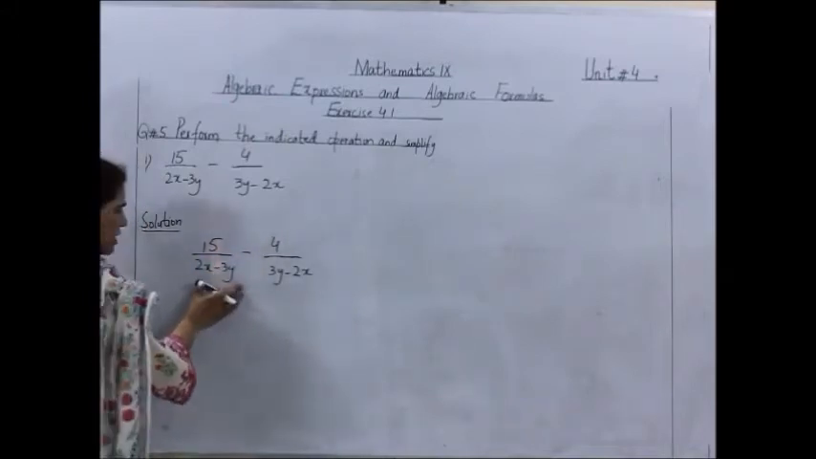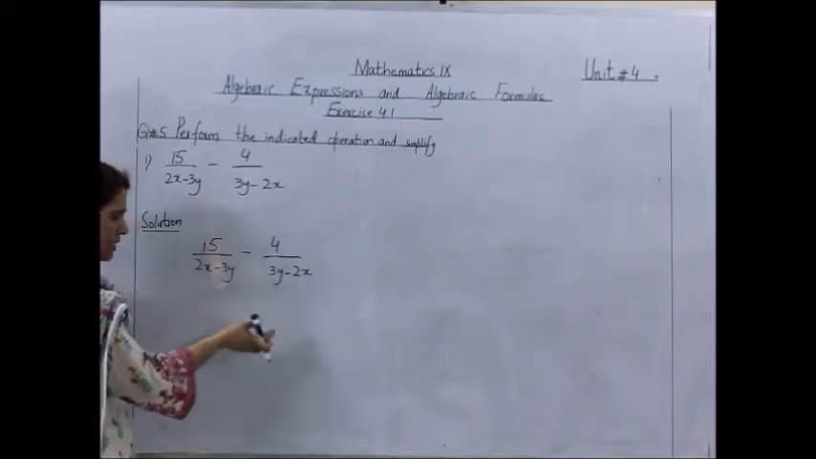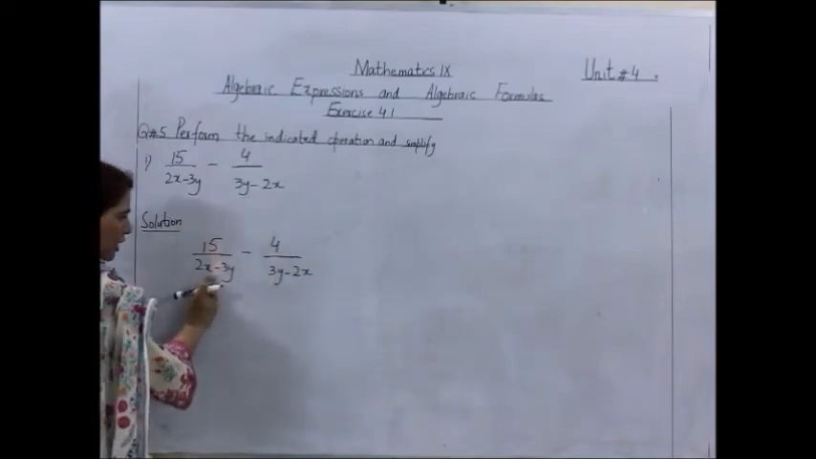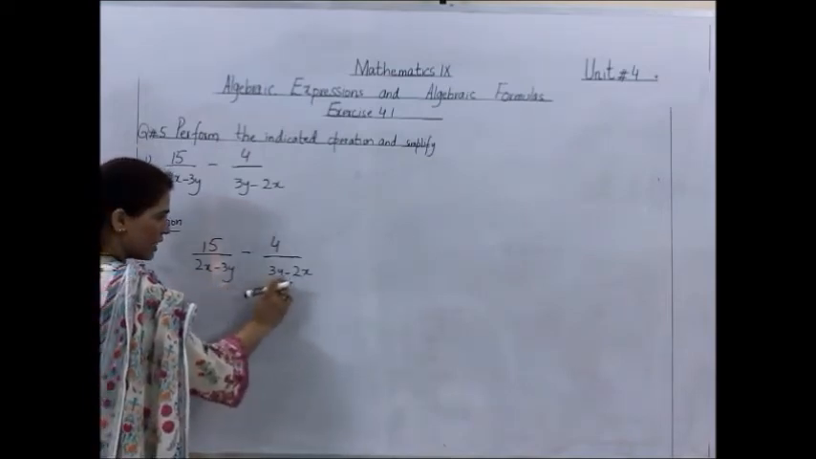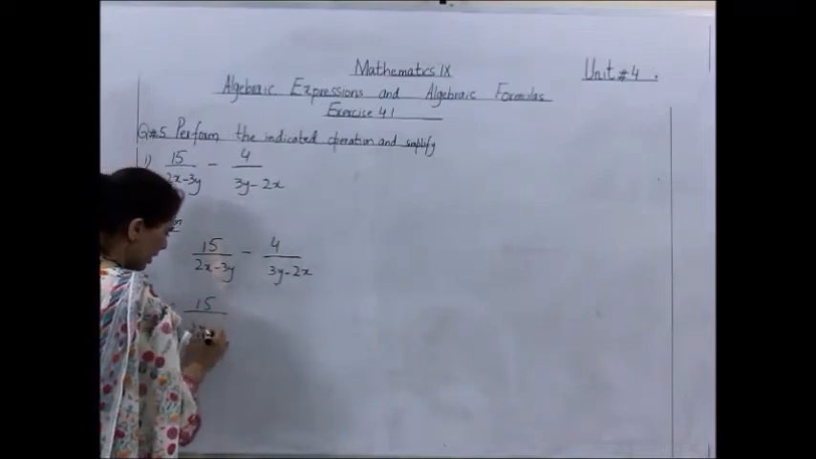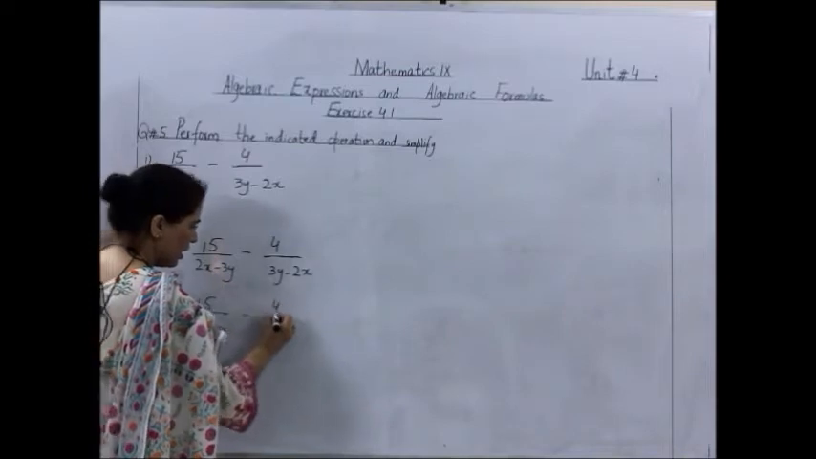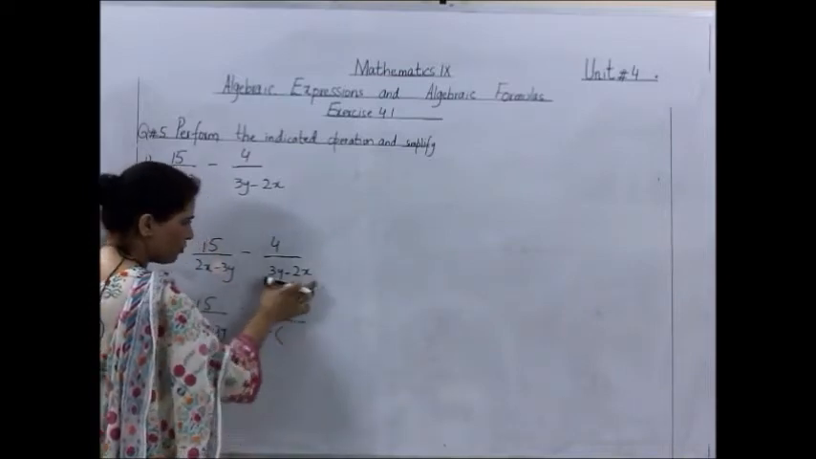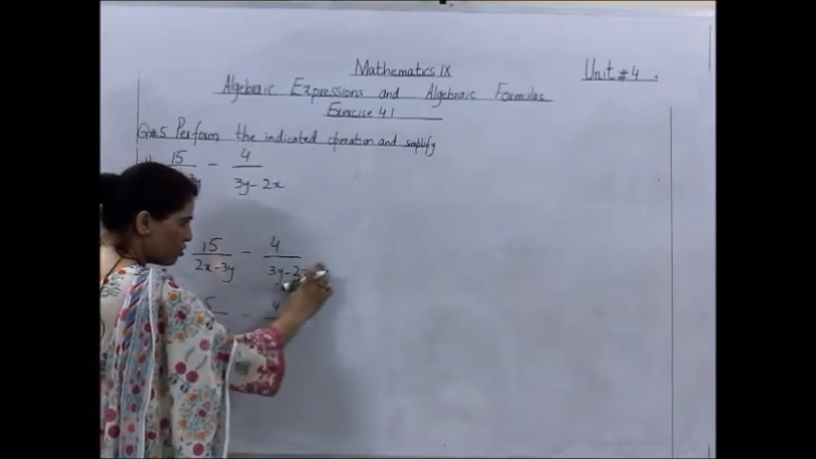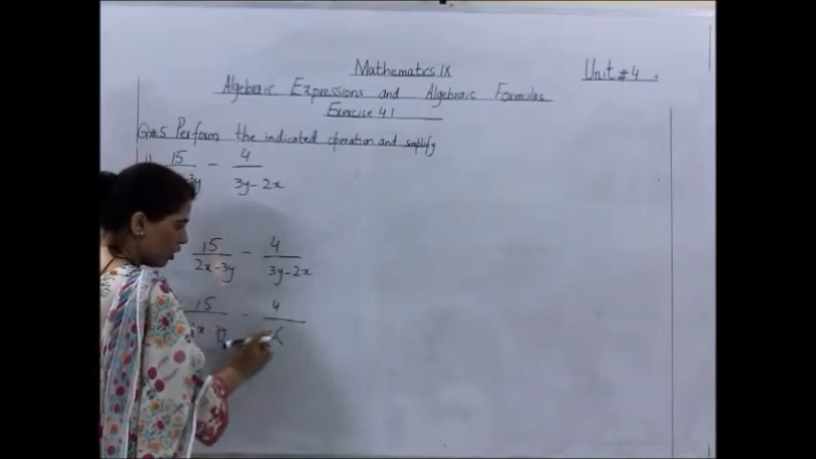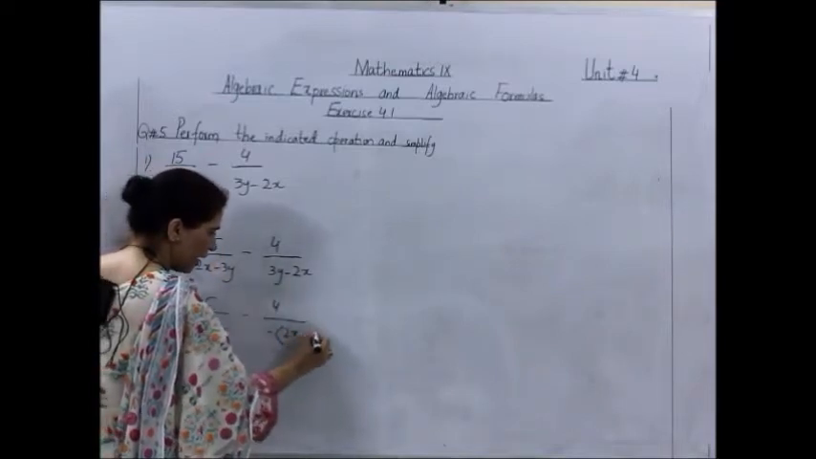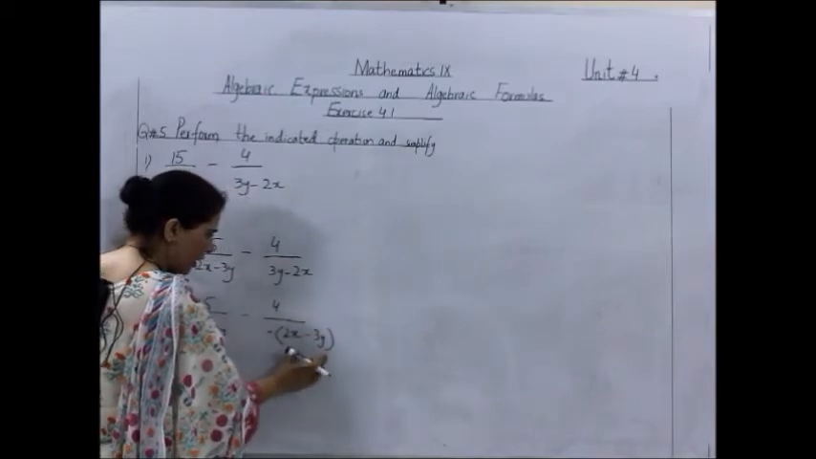Okay. See, in the denominator we have to take LCM of the denominators. If you see 2x minus 3y and this is 3y minus 2x, if we take minus common from here, 3y will become minus 3y and minus 2x will become 2x, because we took minus as common, and it will become 2x minus 3y. Why did we do it like this?